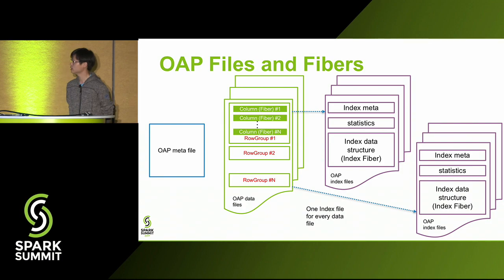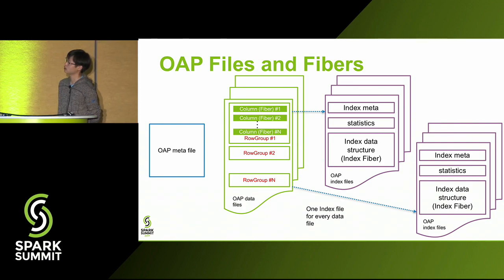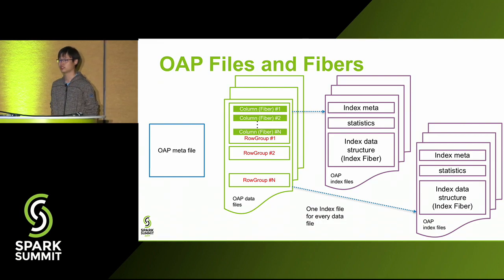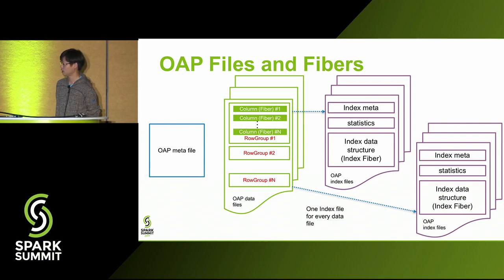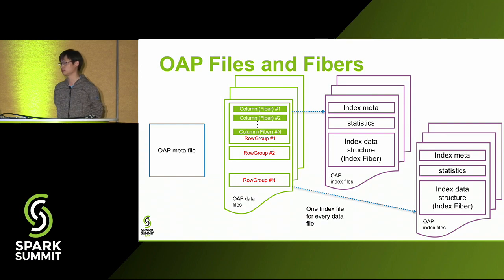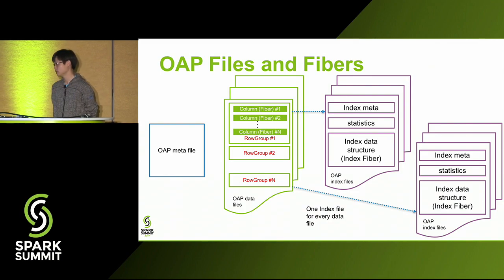For indexes, the index files are one-to-one with your data files, so that when the data updates, you don't have to change the existing index files. The index files consist of statistics data and index data. The index data are considered as index fibers. So the fiber is treated as the minimum cache unit for the whole cache system I'll mention later.